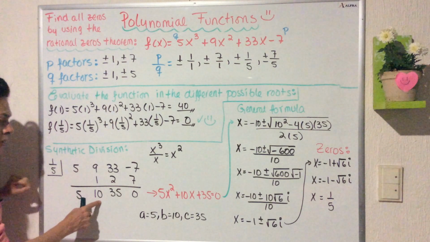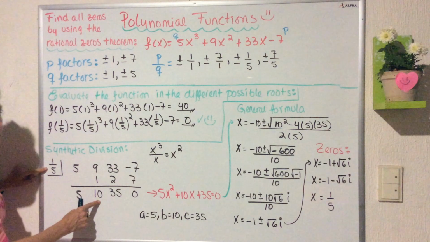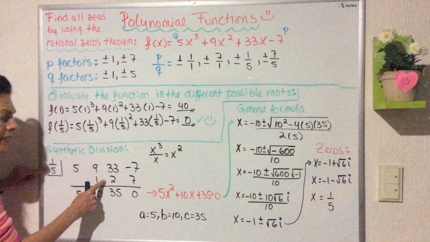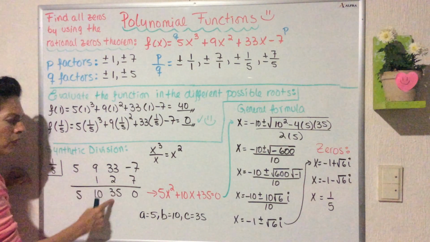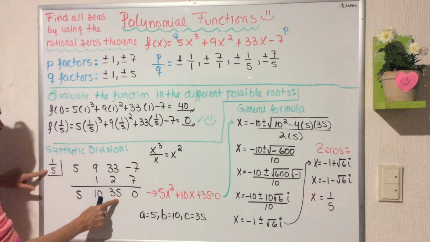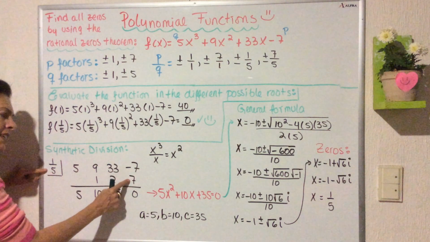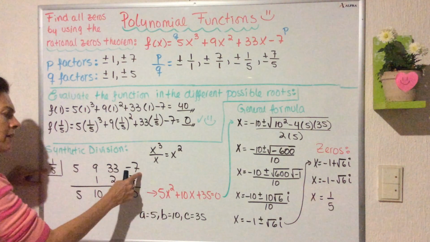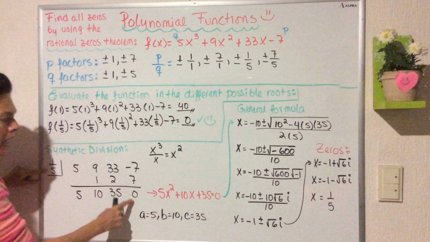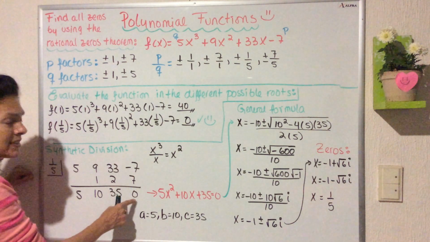And then again, we are going to multiply 10 times 1/5, and we get 10/5. And 10 divided by 5 is 2. So we are going to write 2 in the next space, and we add 33 plus 2, 35. And then again, we multiply 35 times 1/5, and we get 35 divided by 5, positive 7. So we write it in the next space, and we add negative 7 plus 7, so we get 0. And remember, when we get 0 in the remainder, it means that this is a root.